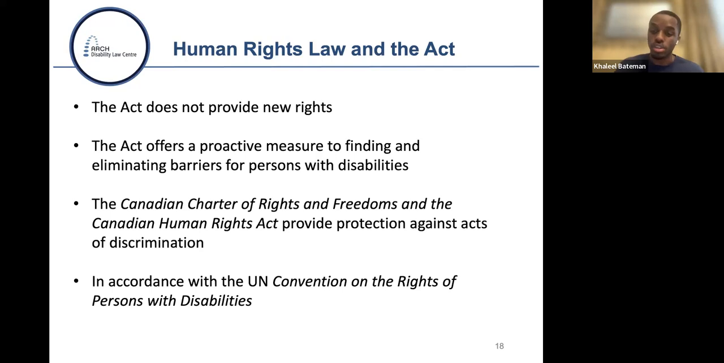The Act is also in accordance with the United Nations Convention on the Rights of Persons with Disabilities. This is important to note because Canada is a state party to the same convention. And measures such as these uphold Canada's promise to the United Nations to take the appropriate measures to improve accessibility by implementing and maintaining measures such as these.